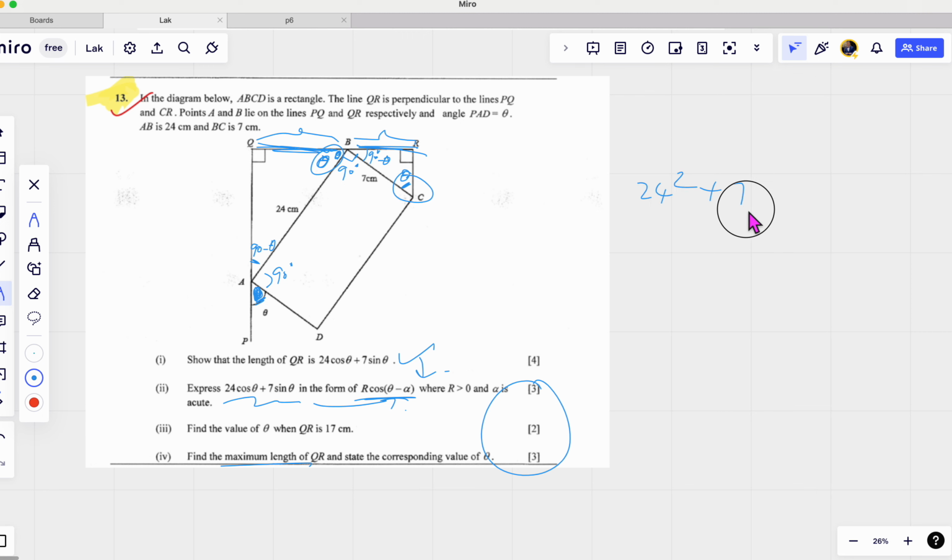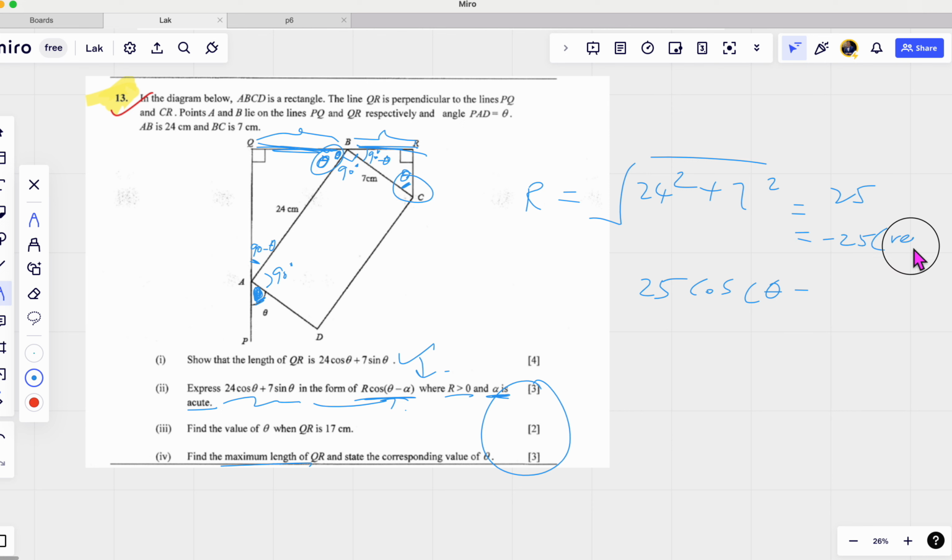24 squared plus 7 squared, you square root this, that will give you your r. Let's not do the alpha first, because alpha can be anything. Over here your r is bigger than 0, so you have to reject the negative value. So you are going to have 25 and negative 25, so you have to reject this. If you don't have this statement, then penalize 1 mark. So then therefore this alpha, I just use alpha first.